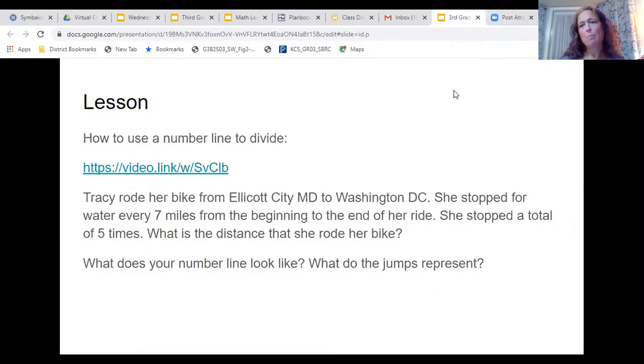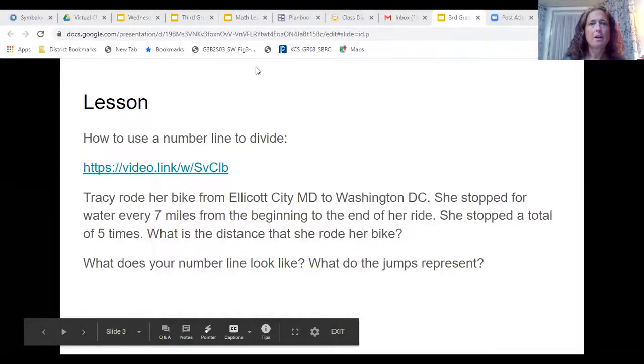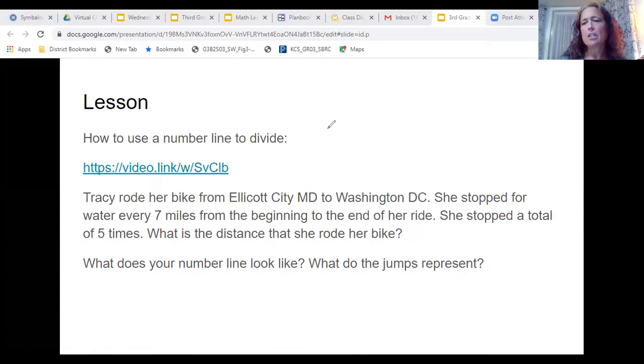Okay, so basically what she was saying, let me stop my share so I can grab my pen. All right, so basically what she was saying, where multiplication is repeated addition, division is repeated subtraction, because you're trying to figure out how many of one number fit inside another number.